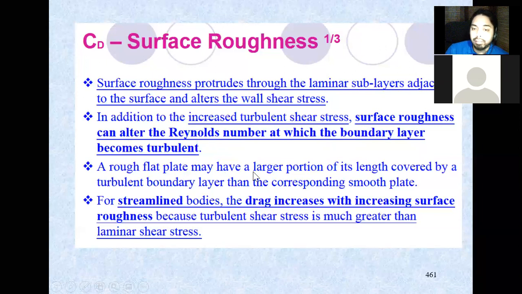A rough flat plate may have a larger portion of its length covered by a turbulent boundary layer than the corresponding smooth plate. Yeah, of course, because then you're going to have more turbulent flow inside the boundary layer. For streamlined bodies, the drag increases with increasing surface roughness because turbulent shear stress is much greater than the laminar shear stress.